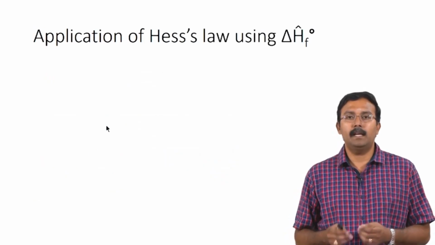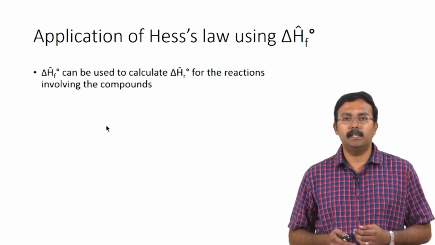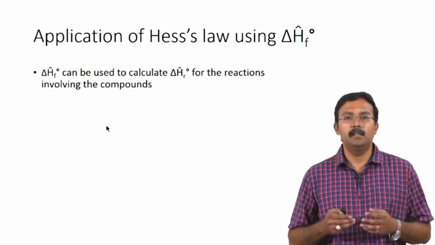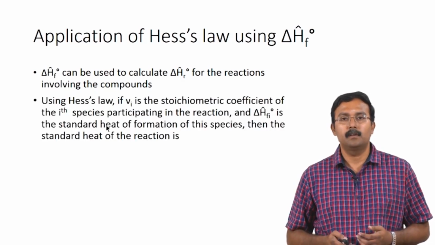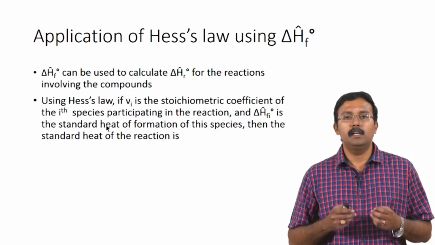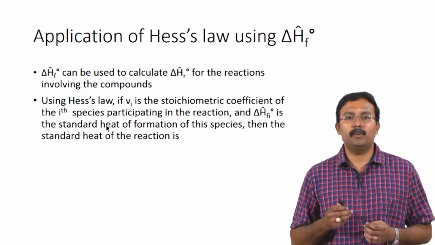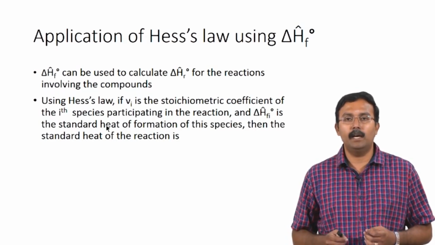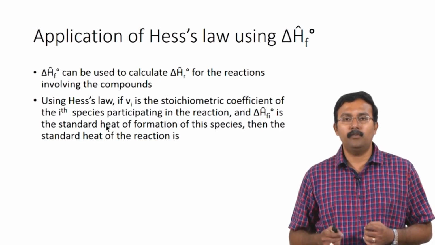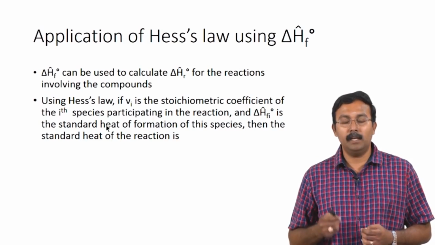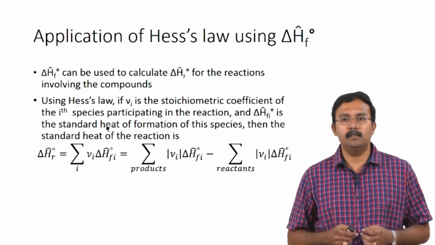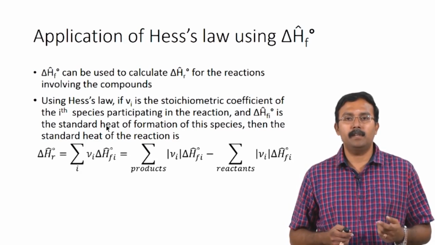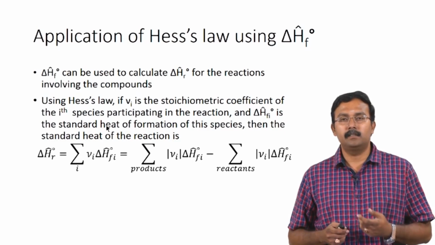How do we apply Hess's law when we have heat of formation? Heat of formation can be used to calculate heat of reaction for any reaction which involves compounds. Using Hess's law, if the stoichiometric coefficient of the ith species is given as nu i, and the standard heat of formation of the species is given as delta H cap f i, then the standard heat of reaction can be calculated using this equation.